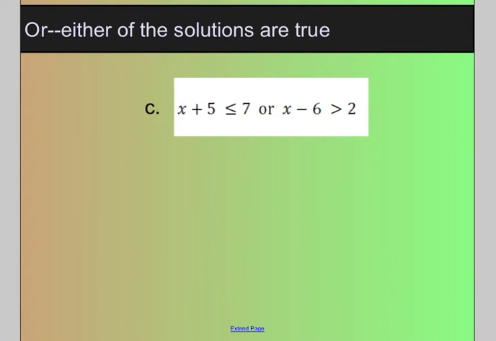Looking at example C. Now this is an or statement, so remember that we have to graph wherever either one is true. So for C, we just solve each one individually like we have done in the past, and then we'll graph it. So subtract 5, so x is less than or equal to 2, or x is greater than 8.